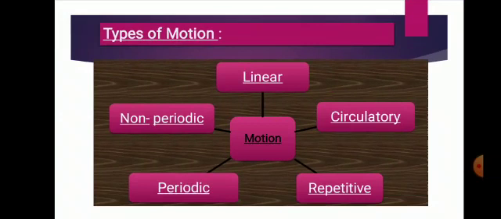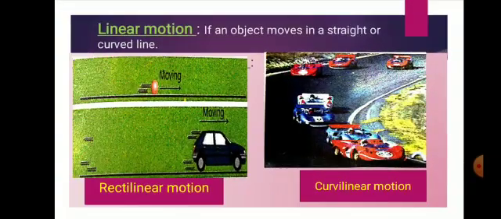Let us discuss linear motion first. So linear motion: if an object moves in a line, straight or curved, its motion is said to be linear. Okay? So motion in a straight line is said to be linear. And linear motion is of two types, rectilinear motion and curvilinear motion.